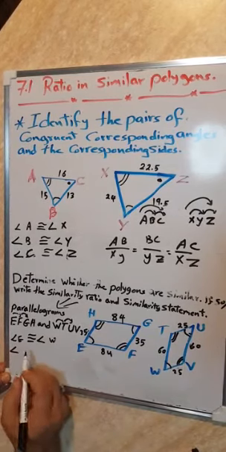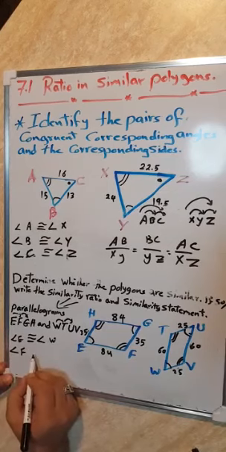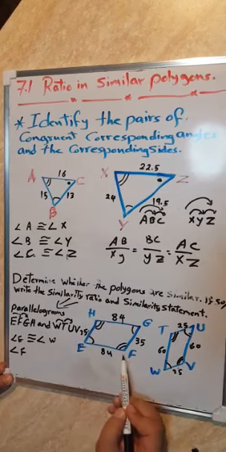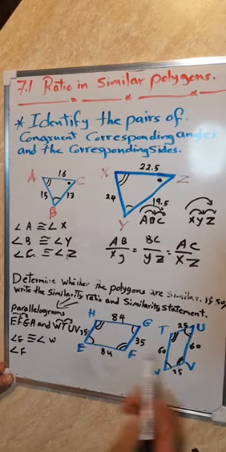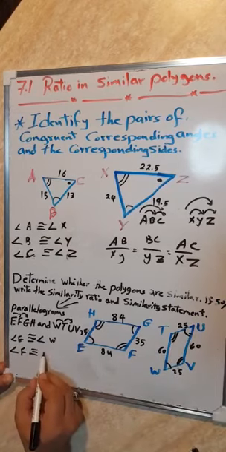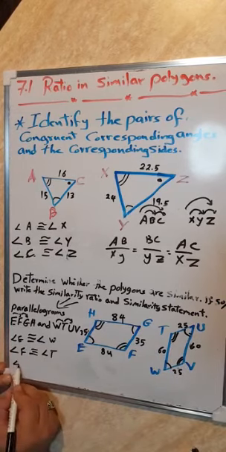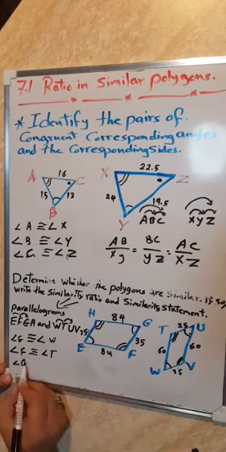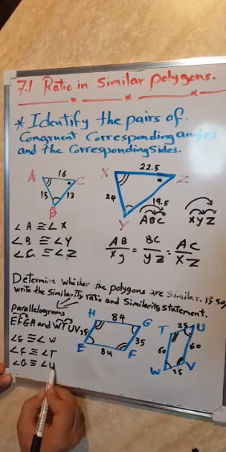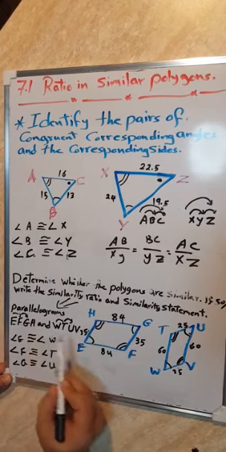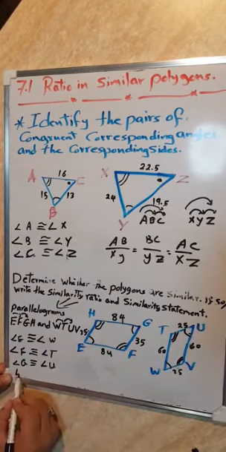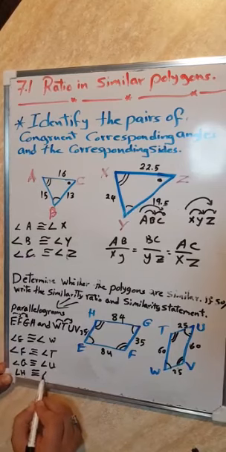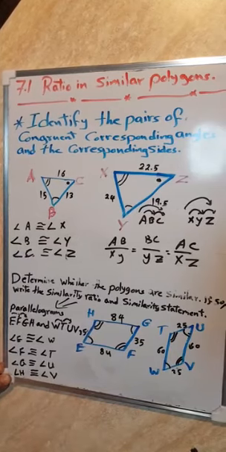Angle F and angle T. F and T, yes, they are the same. Angle G and U, the same. Angle H and V is congruent to angle V.